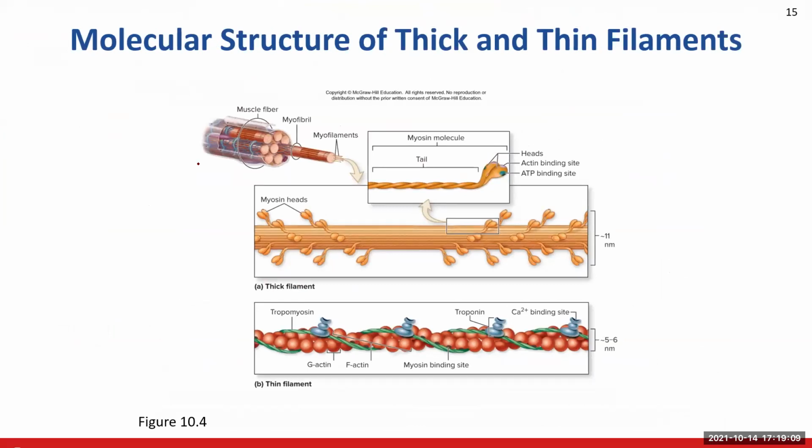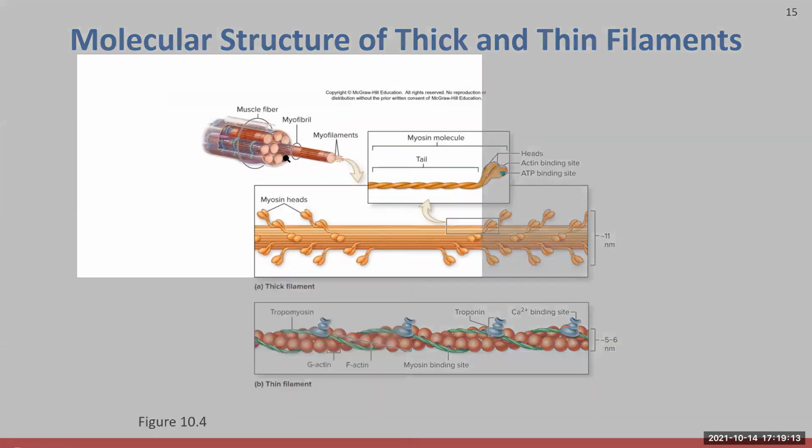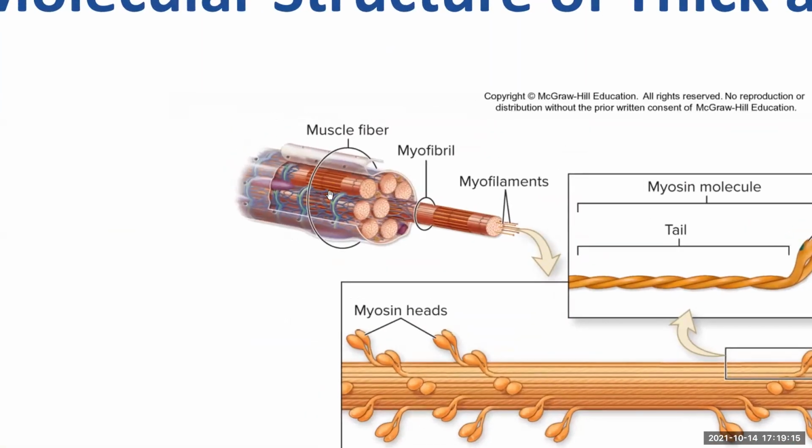So this picture here is actually showing you, let me zoom back in. All right, so here's our muscle fiber, that's our muscle cell. And it's made up of these myofibrils, these long tube-like structures. Inside of these myofibrils, you'll have the myofilaments. Myofilaments are those contractile proteins.